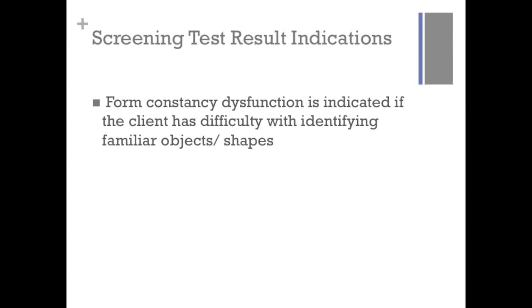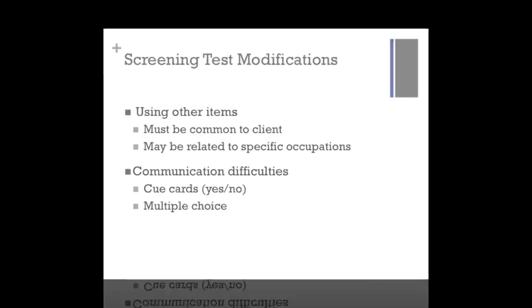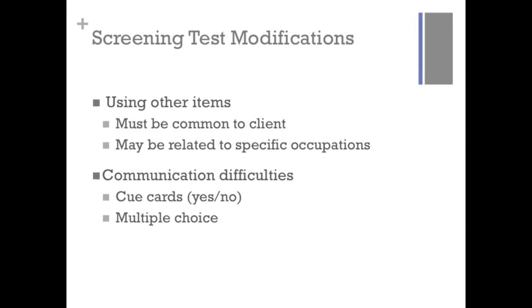Form constancy dysfunction is indicated if the client has difficulty with identifying familiar objects and/or shapes. This test may be modified in many different ways according to the needs of your client. For example, you can use other common items such as a pencil, book, or water bottle. What is most important is to use an item that is common to the general population.